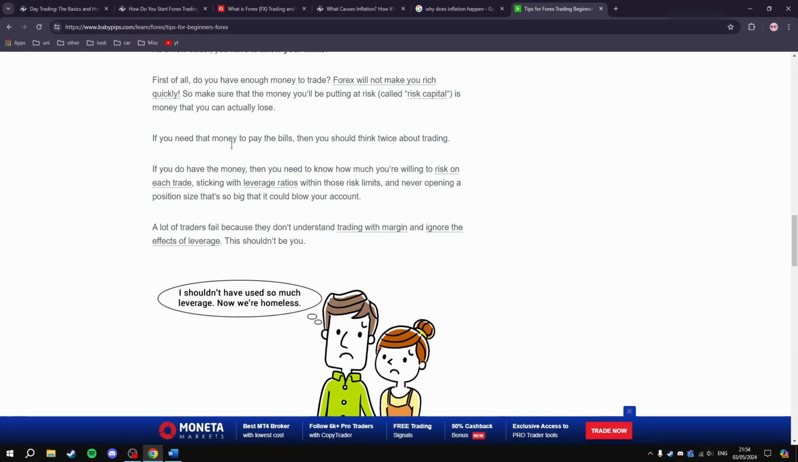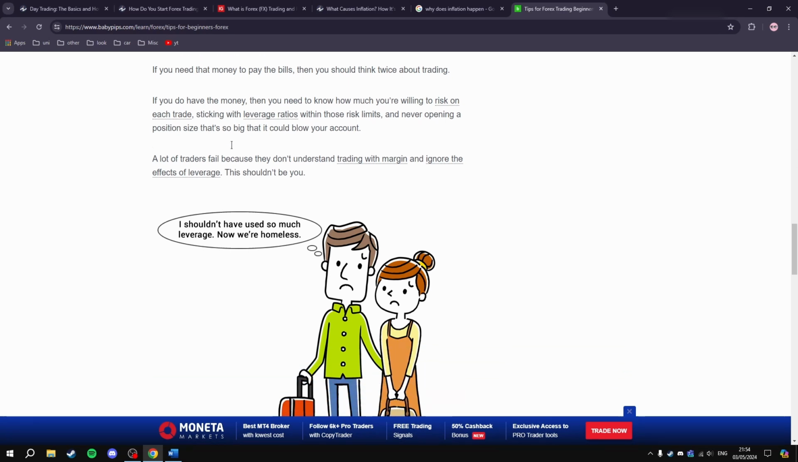If you do have the money, then you need to know how much you're willing to risk on each trade, sticking with leverage ratios within those risk limits, and never opening a position size so big that it could blow your account. A lot of traders fail because they don't understand trading with margin and ignore the effects of leverage.